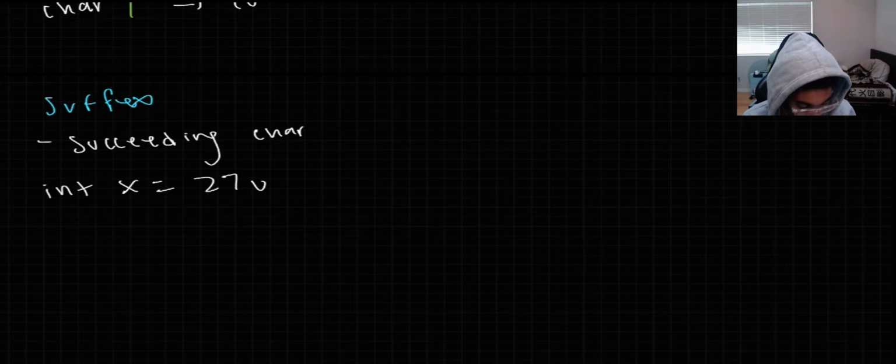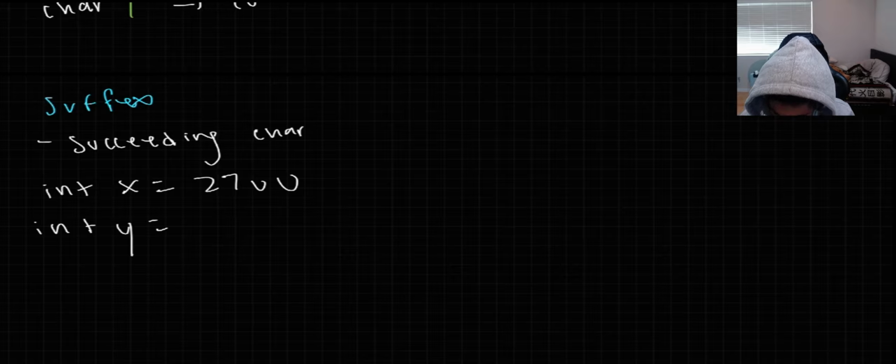And then we're going to talk about some suffixes. Suffixes are pretty much succeeding characters, and they're usually placed at the end of the value that you give to a variable. So let's say we were to have an integer, int x equals 27. If we wanted it to be unsigned, we would do u. Now this is an unsigned int.